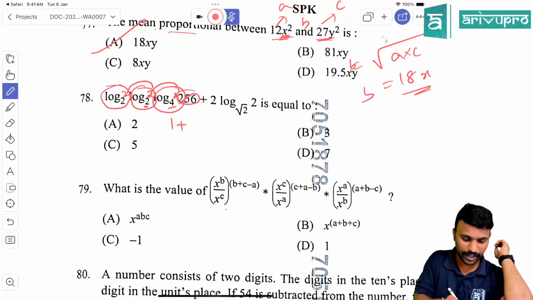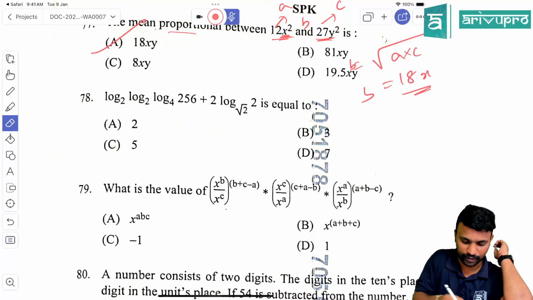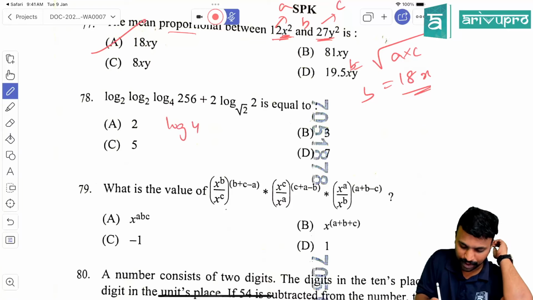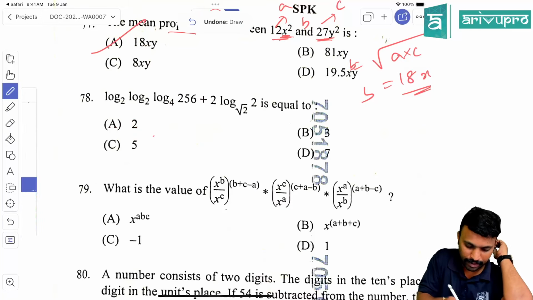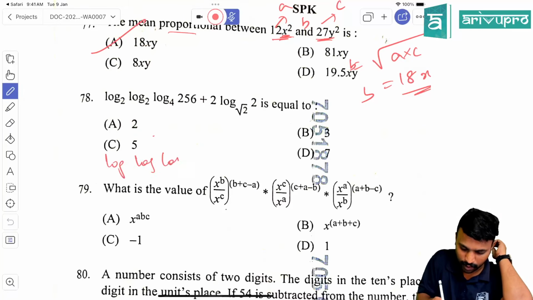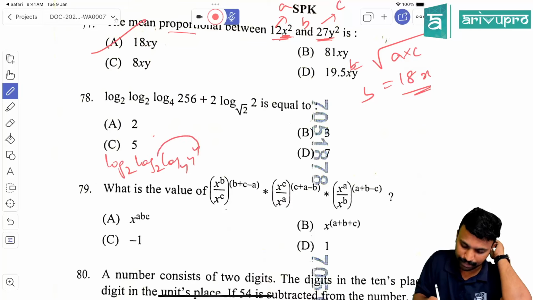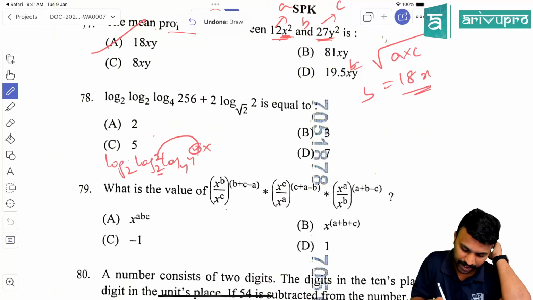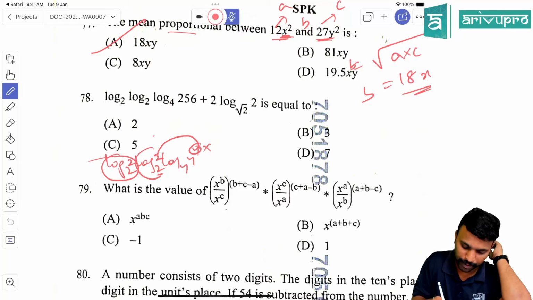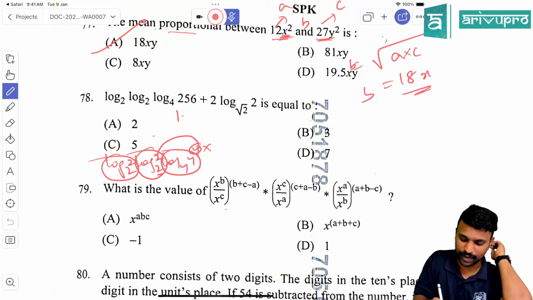Have you understood? Basically log 256 is written as log of 4 power 4 to the base 4, to the base 2, to the base 2. This 4 becomes a multiplier, but look at the base here, 2. So how do I write 4? 2 square. The power 2 over here will become a multiplier here. Log 2 to base 2 is 1, log 2 to base 2 is 1, log 4 to base 4 is 1. That means 1 into 1 into 1 is 1.